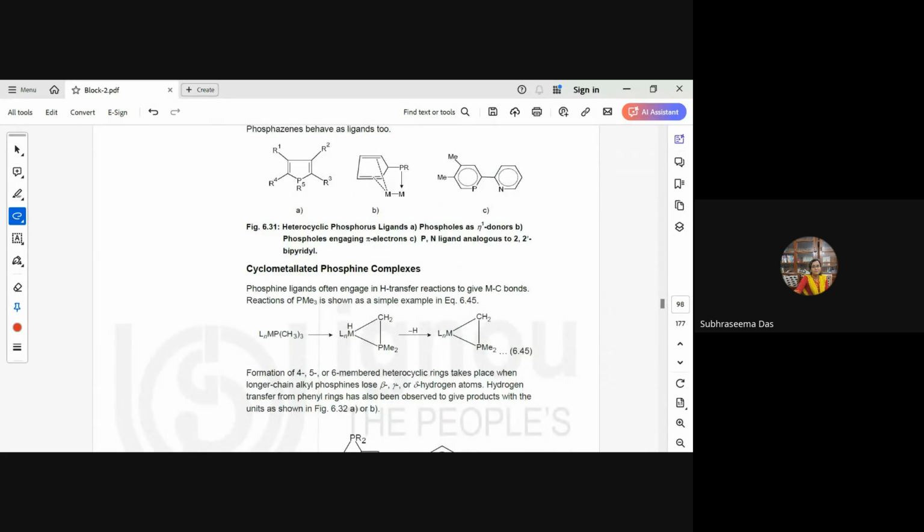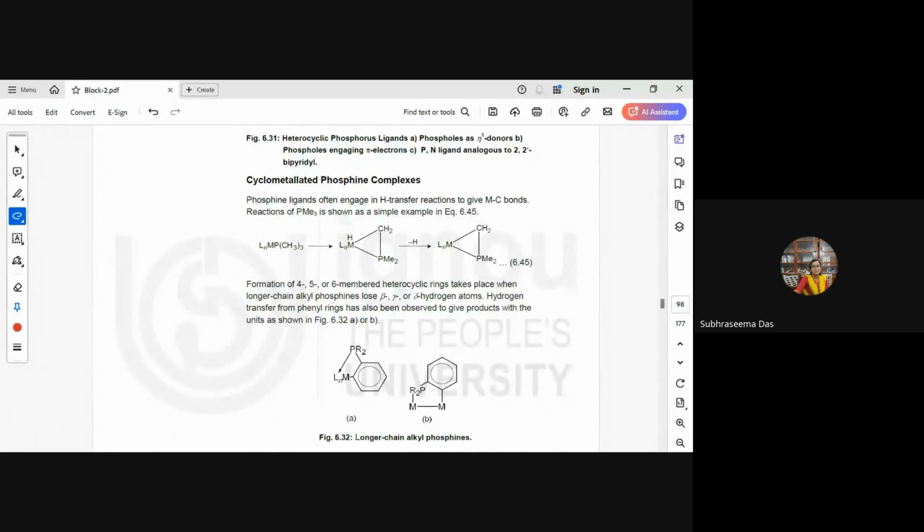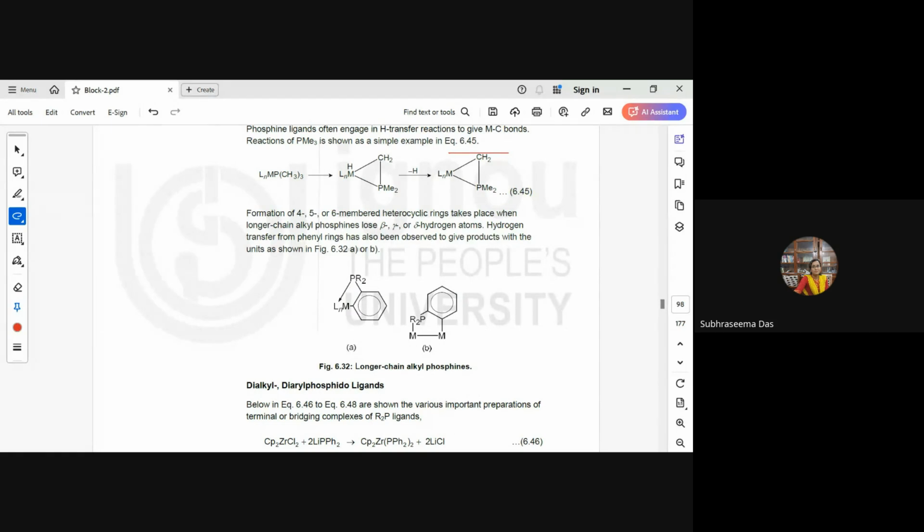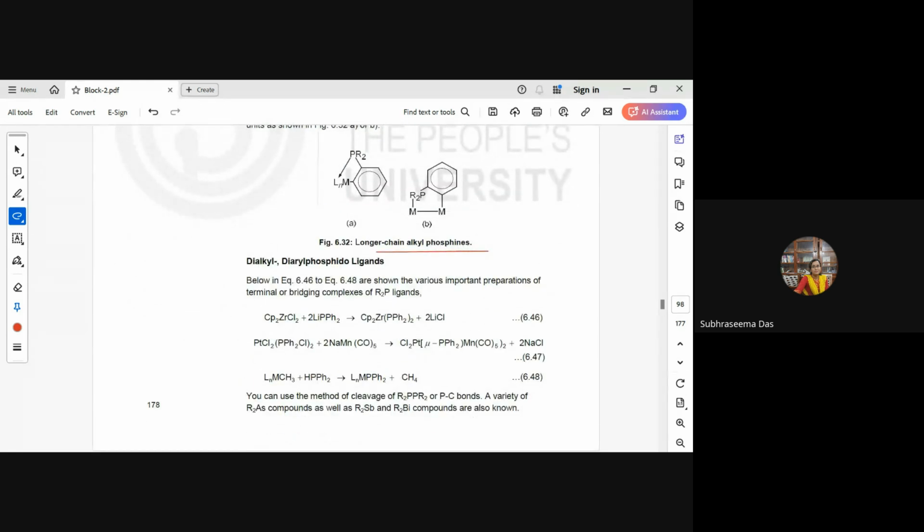Then come cyclometallated phosphine complexes. The phosphine ligands are mostly engaged in proton transfer reactions to give M-C bonds, and an example of such a reaction is given in equation 6.45. The formation of 4, 5 or 6 membered heterocyclic rings takes place when longer chains of alkyl phosphine lose either beta, gamma or delta hydrogen atoms. In figure 6.32, the products obtained have been listed.